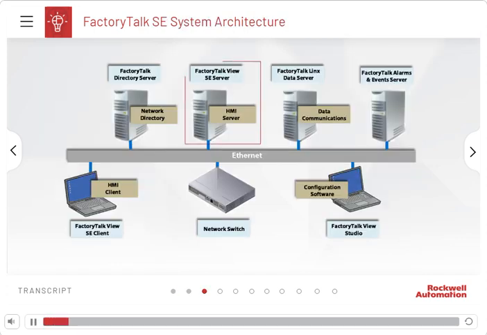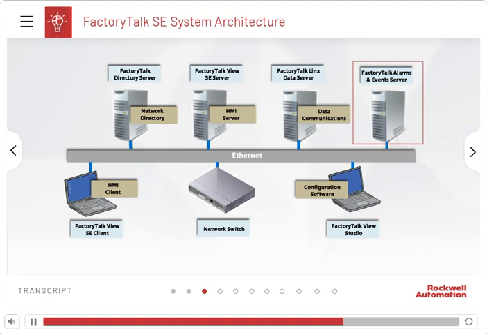FactoryTalk View SE Server, also called the HMI server, stores HMI project components, for example graphic displays, and serves them to clients. The server also contains a database of tags and performs alarm detection and historical data logging. The FactoryTalk Alarms and Events server centralizes the distribution of alarm information from various devices in your application to runtime clients and logs.